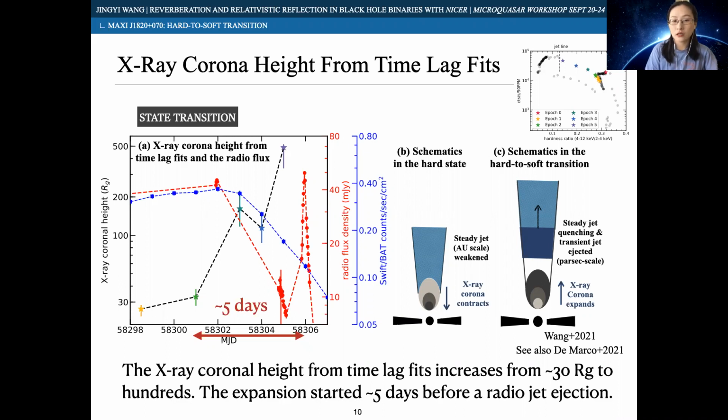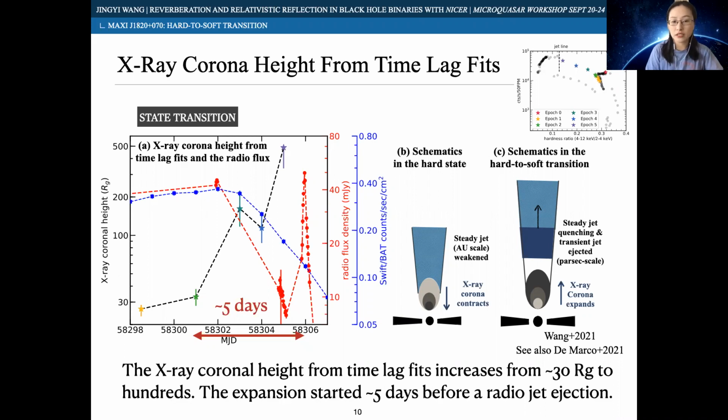In the right-hand side cartoon, if we plot what we found during the hot states in Kara 2019, and also what I found here during state transition, we can have a somewhat complete story. So in the hot state, the corona contracts, while in the radio, the steady compact jet becomes weaker and weaker. And during state transition, the X-ray corona expands 5 days before the transient radio jet is launched. The expanding corona scenario is also suggested in Barbara's paper.